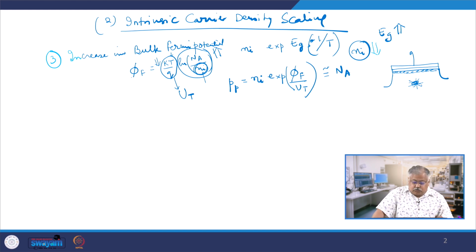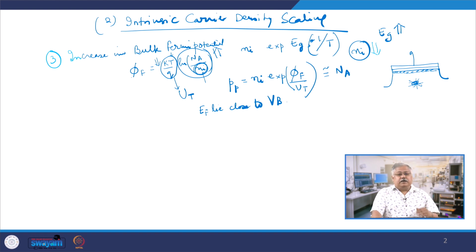Now Ef needs to lie very close to the valence band edge, for the very fact that this is a p type semiconductor. And why should it lie there? Because it needs to compensate for Ni. As you lower the temperature, your Ni has gone down. In order to compensate for that, because charge neutrality cannot be sacrificed, Ef goes down. As it starts to go down, it tries to take the electron from the valence band up to the Fermi level, Ef, which is phi f star actually.